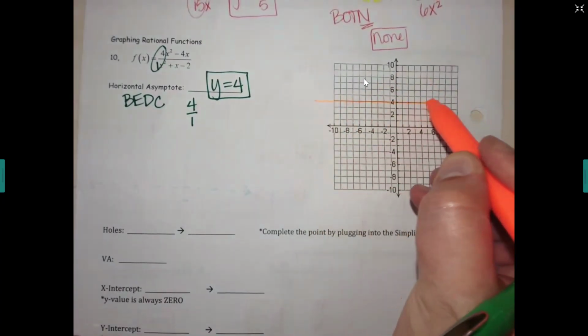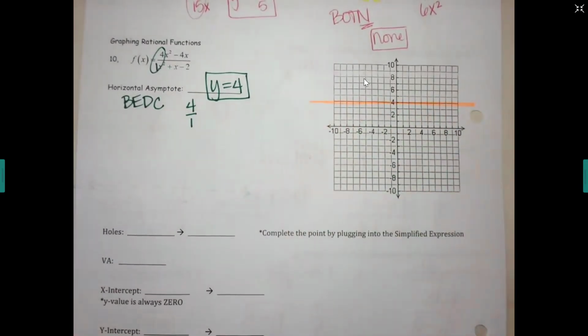Now, today we're also going to be graphing these. So what I want you to do is, at y equals 4, draw in a horizontal asymptote. Okay, just like that. The ends of your graph are going to curve off or flatten out to 4. Everything else, though, you should already know how to find from last class.